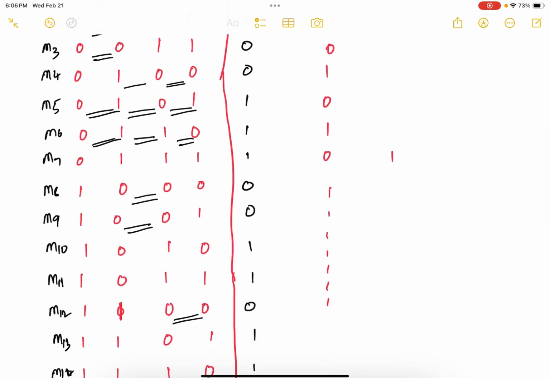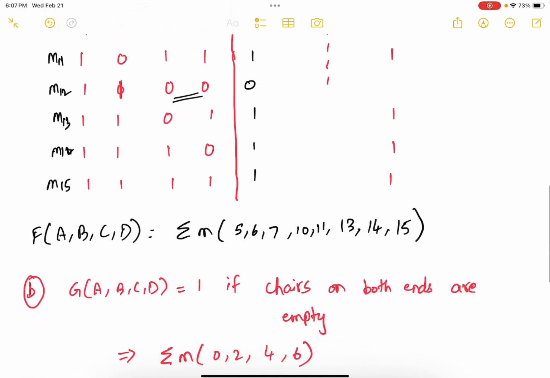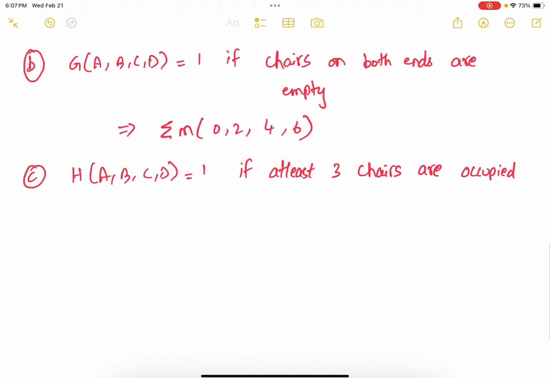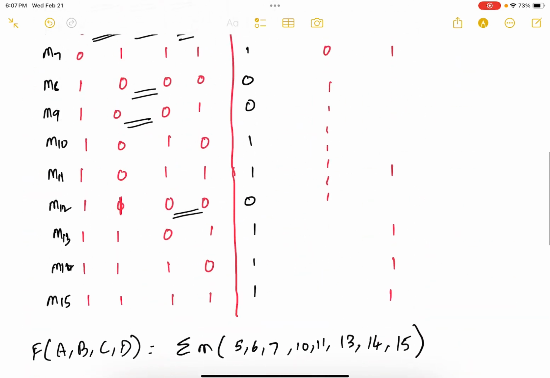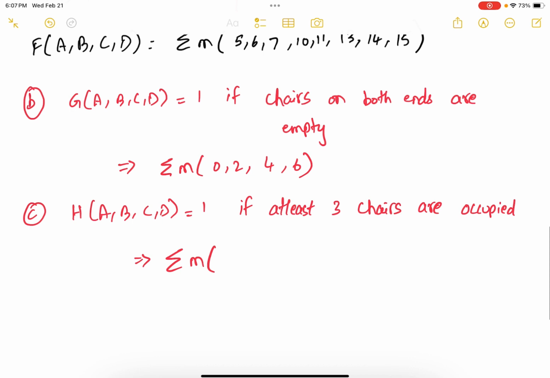followed by M11, M13, M14, and M15. For the other combinations, you're going to have less than 3 number of ones. So that's the solution for this problem. So that would be summation M 7, 11, 13, 14, 15.